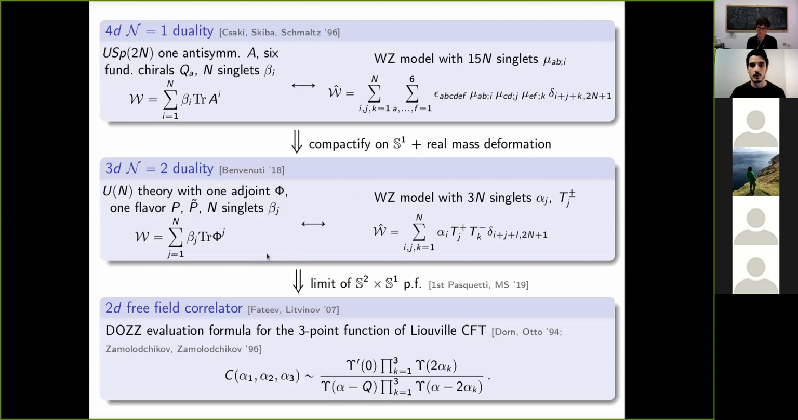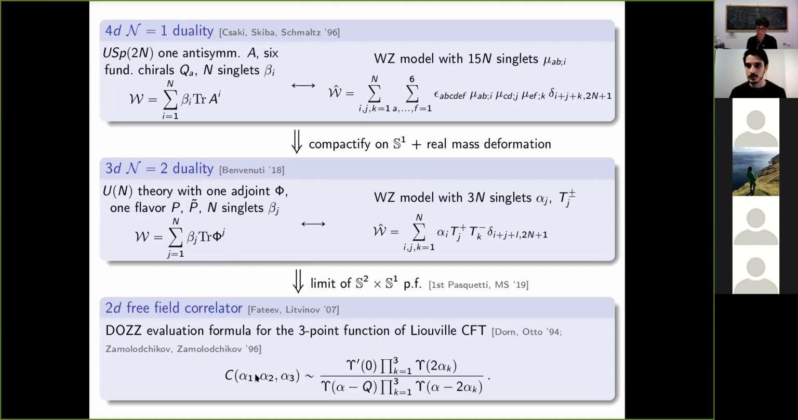So in 3 dimensions, in this way, we get a duality between a U(N) gauge theory and again, a Wess-Zumino model. Now, the next step is to consider the equality of the S2 times S1 partition functions associated to this duality. And what we observed in this paper from last year is that if we suitably take the limit in which the circle is shrunk to a point, then the partition function of the gauge theory reduces to a complex integral, as I mentioned before, which coincides with the free field integral representation of the 3-point function of Liouville theory.